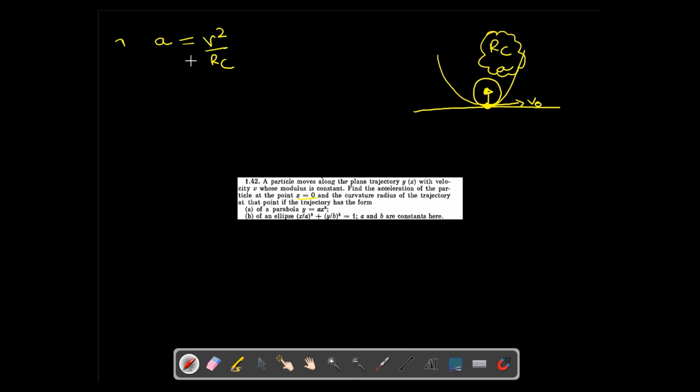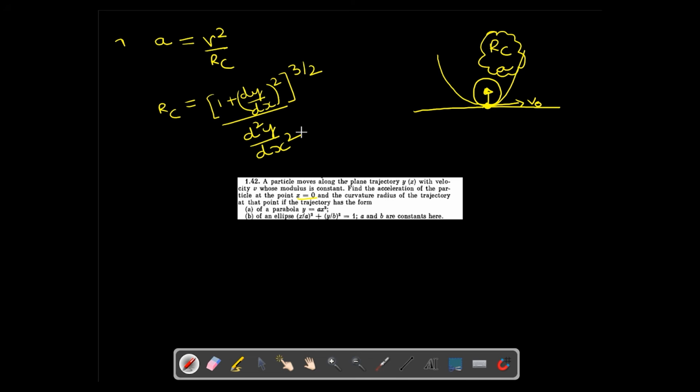Now, what is the formula for radius of curvature for any body? Radius of curvature is nothing but (1 plus (dy by dx) whole square) whole power 3 by 2, divided by d square y by dx square. Now, you have got the very important points.